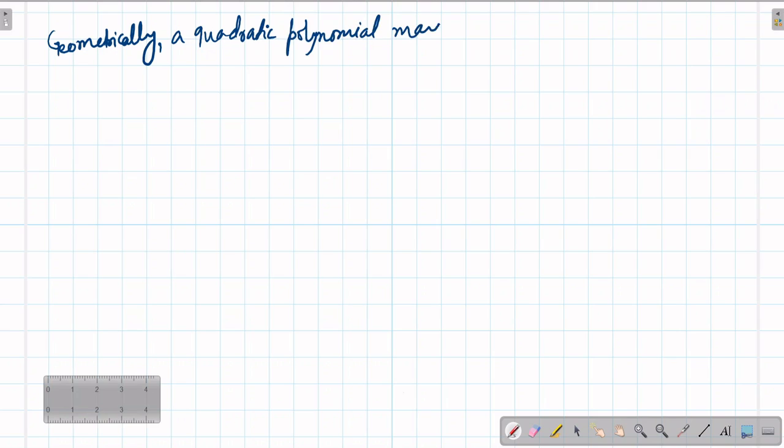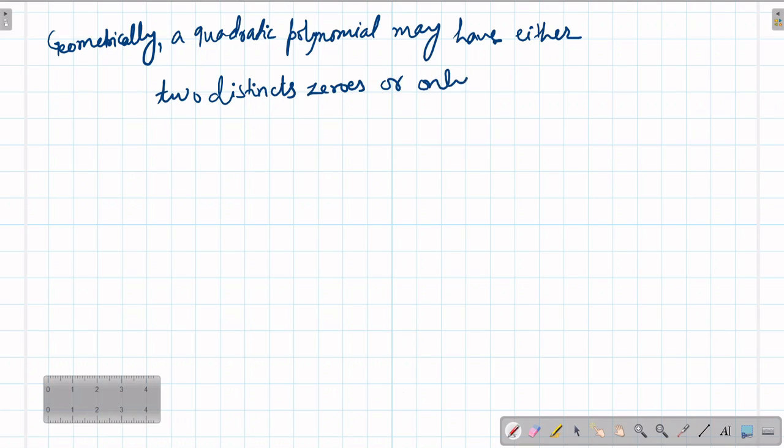So geometrically you can say that a quadratic polynomial may have either two distinct zeros or only one zero or no zero.